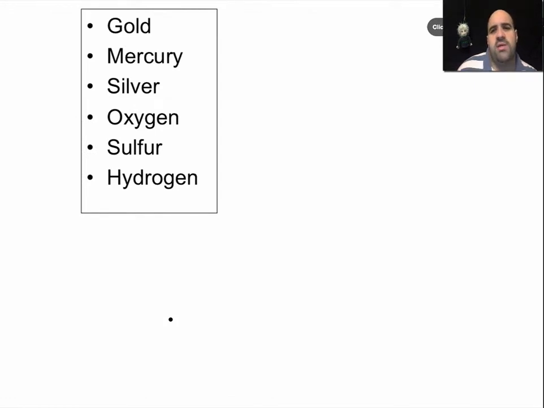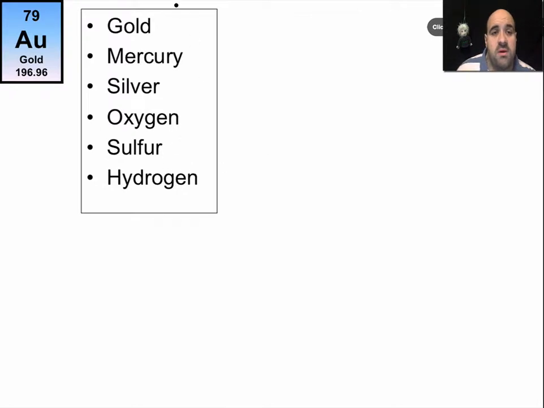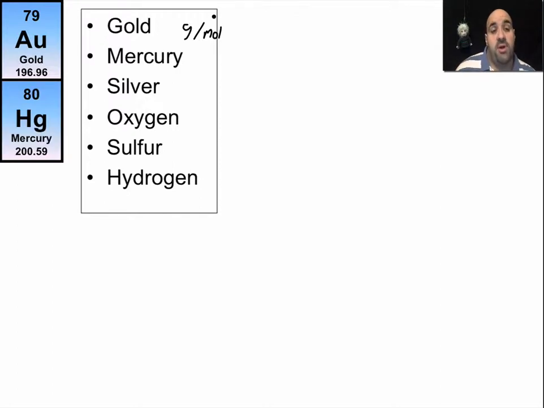So let's look at some atoms. What is the molar mass of gold? Well, again, it's the bottom number, so it's going to be 196.97, or rounded to 197. Don't forget the grams per mole. And how about mercury? Mercury is going to be 200.59. That's the molar mass of mercury.